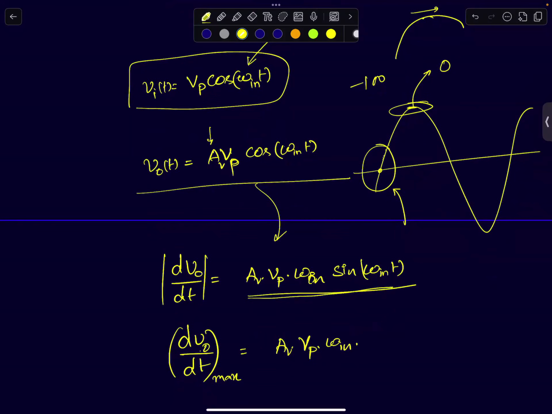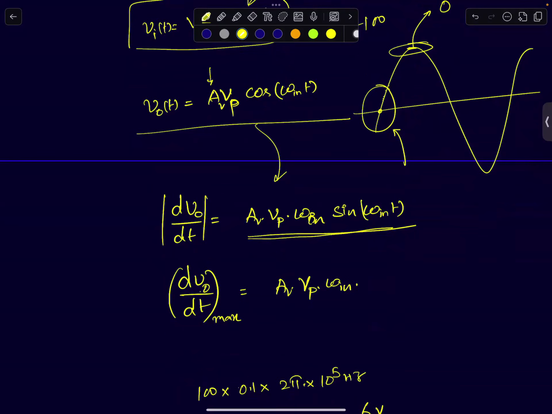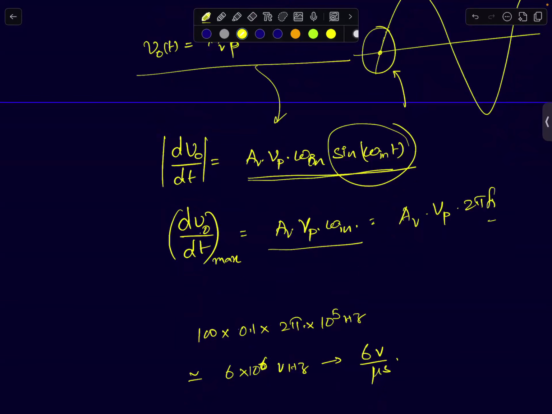You will get AVP omega n times this. So the maximum slope, because the maximum value of sine is plus minus 1, right? If the maximum value is plus 1, then the maximum value of the slope is simply AVP times omega n. So that will be A, the gain of the amplifier, times the input voltage peak times 2 pi Fn. In our example, Fn happens to be 100 kilohertz.